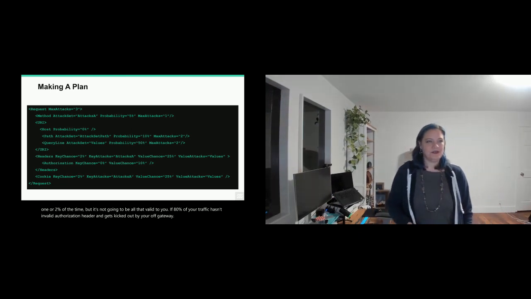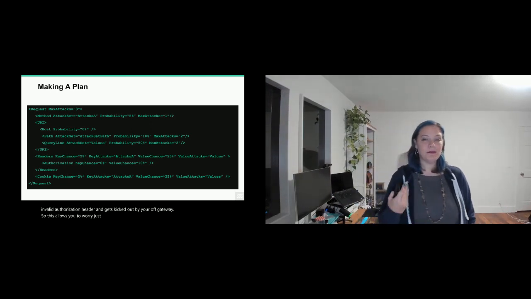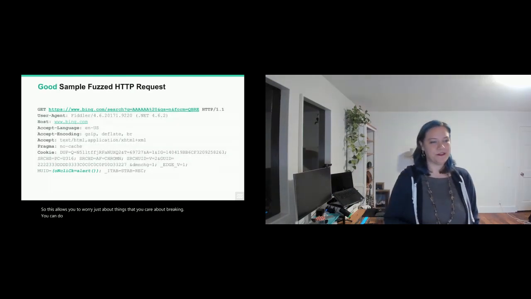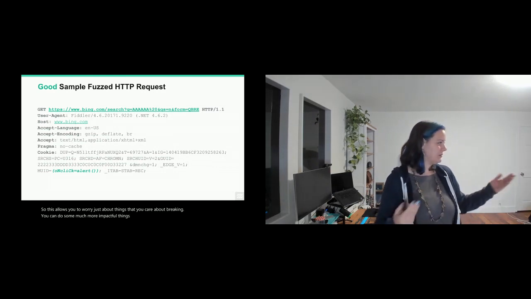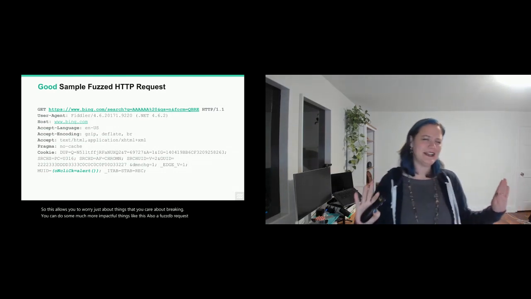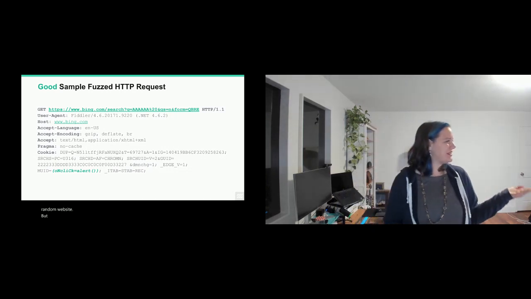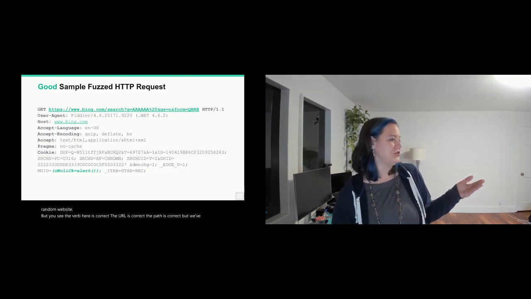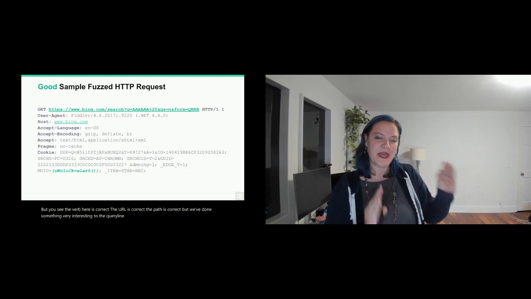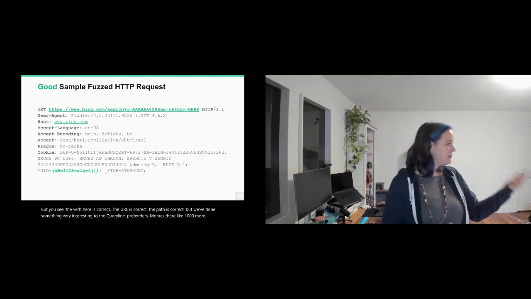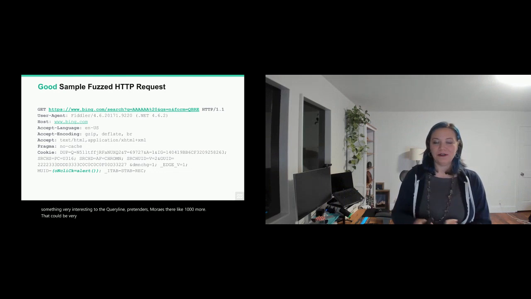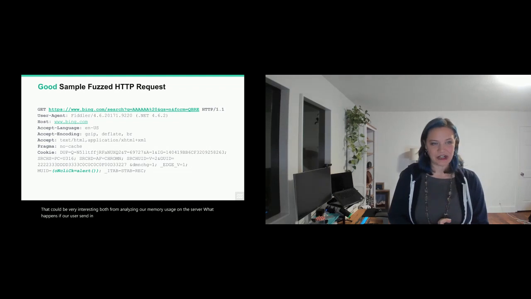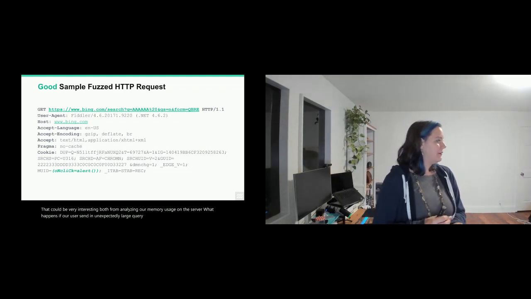So this allows you to worry just about the things that you care about breaking. You can do some much more impactful things like this. Here's a fuzzed request to some totally random website. You see the verb here is correct, the URL is correct, the path is correct, but we've done something very interesting to the query line. Pretend there's more A's there, like 1,000 more. That could be very interesting for analyzing our memory usage on the server. What happens if our users send in unexpectedly large query parameters? Also because it's got spaces.